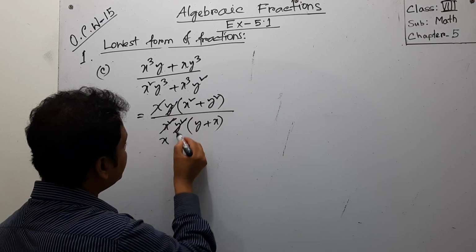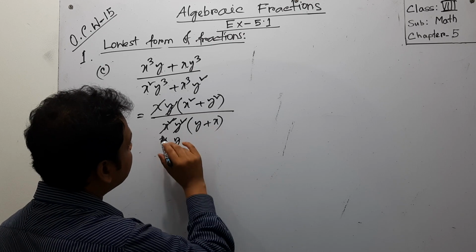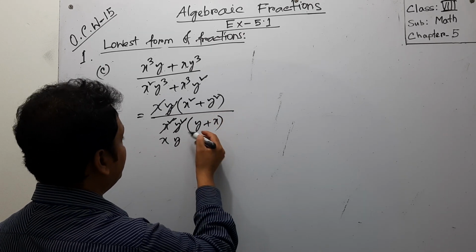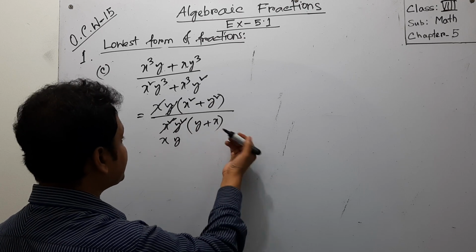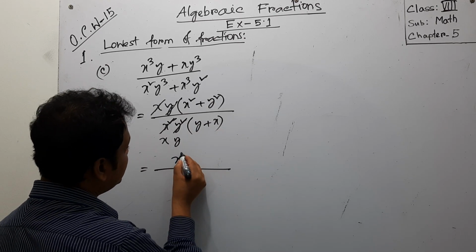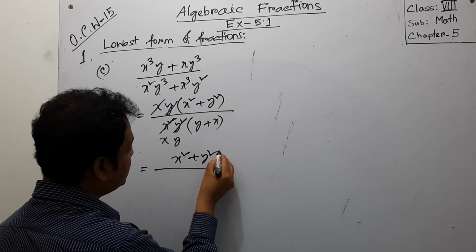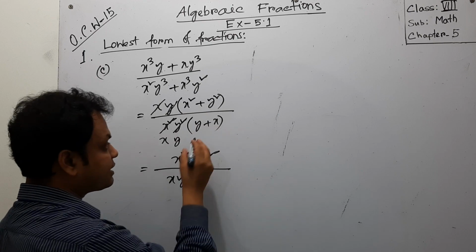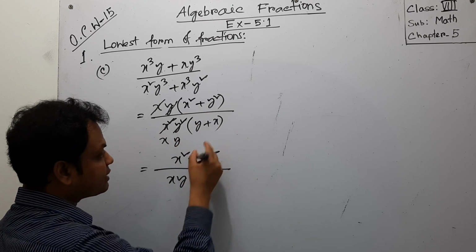Y and y square it will be y. Then x square plus y square we cannot eliminate, and y plus x we cannot eliminate. Then what will remain here? In the numerator we will get x square plus y square, and in the denominator we will get x, y, and y plus x.